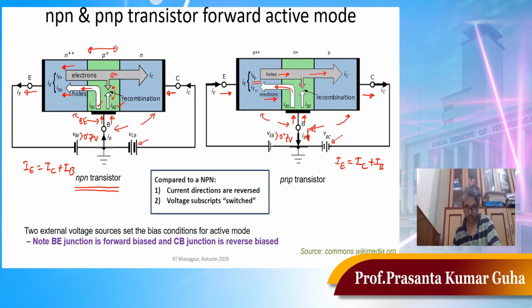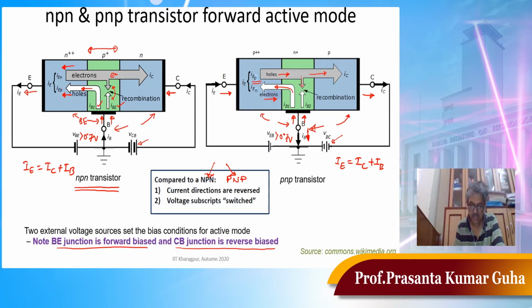Now the point to be noted here: the base emitter junction is forward biased and the base collector junction is reverse biased. That is one point. Another point is, depending on whether it is NPN or PNP, if you are referring to NPN, we usually say VBE, VCB, whereas if we are referring to PNP, we mention VEB and VBC.